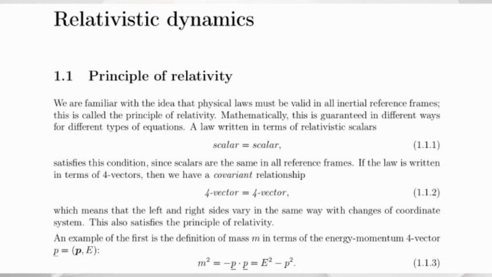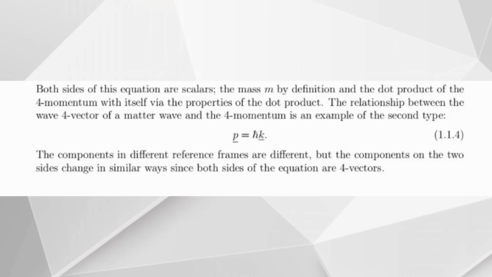If the law is written in terms of four-vectors, then we have a covariant relationship, which means that the left and right sides vary in the same way with changes of coordinate system. This also satisfies the principle of relativity. An example of the first is the definition of mass m in terms of the energy-momentum four-vector. Both sides of this equation are scalars. The mass m by definition is the dot product of the four-momentum with itself, via the properties of the dot product.